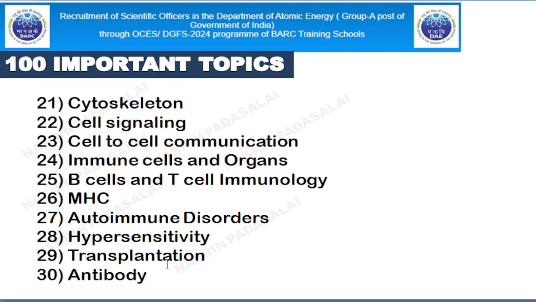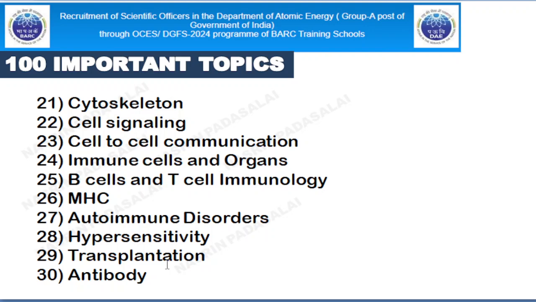So concentrate more on immunology also: immune cells, primary lymphoid organs, secondary lymphoid organs, and the biology of B cell, T cell, and co-stimulatory molecules like that, and the major histocompatibility complex. Next, autoimmune disorders, types alone. There will be a tabular column available in the QB book.